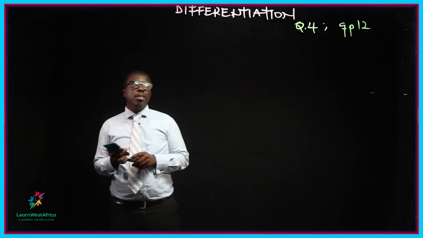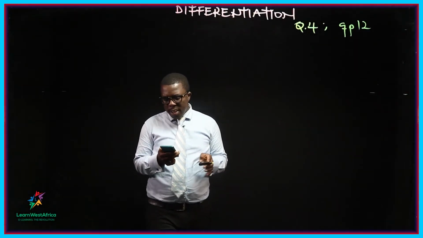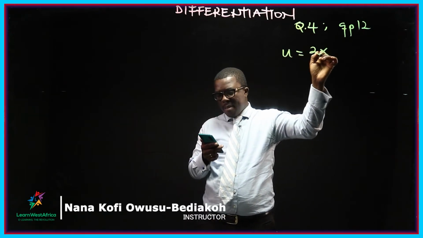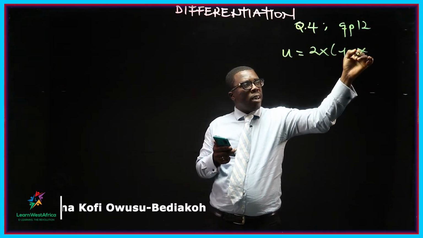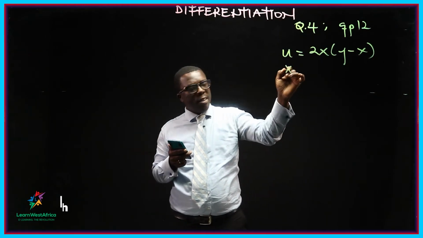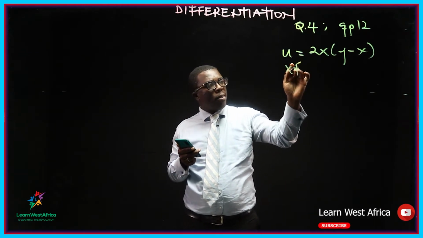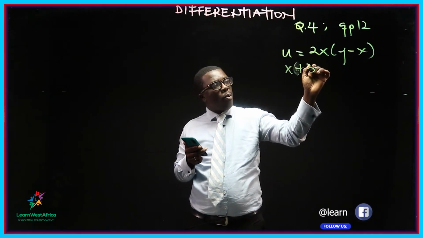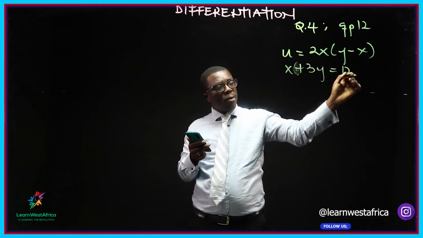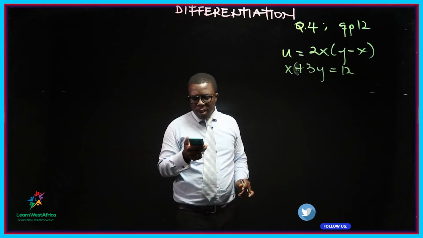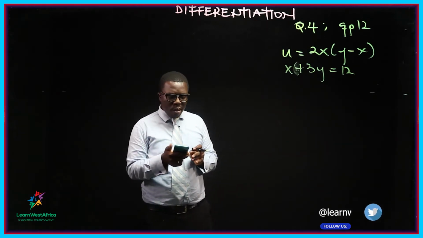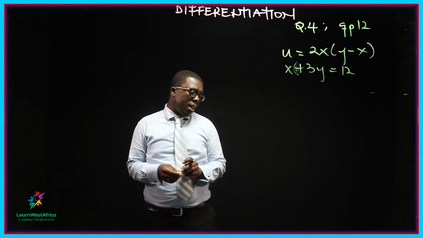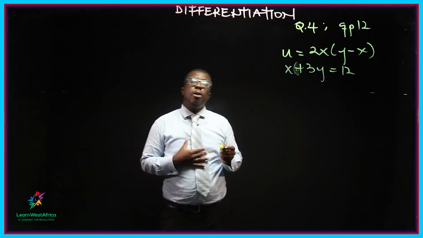All right, so like the question just showed, the expression for u is 2x(y minus x), and you have x plus 3y is equal to 12. Let's just rectify that: x plus 3y is equal to 12. And we are told to express u in terms of x, and hence find the stationary value of u.